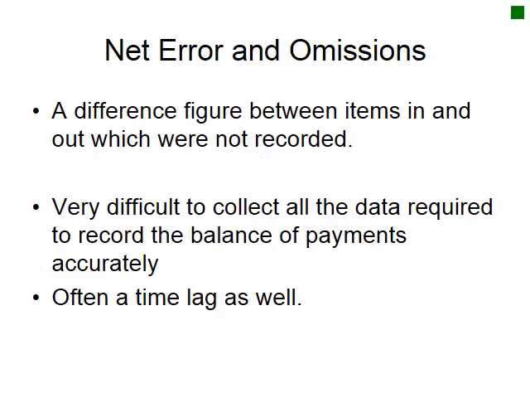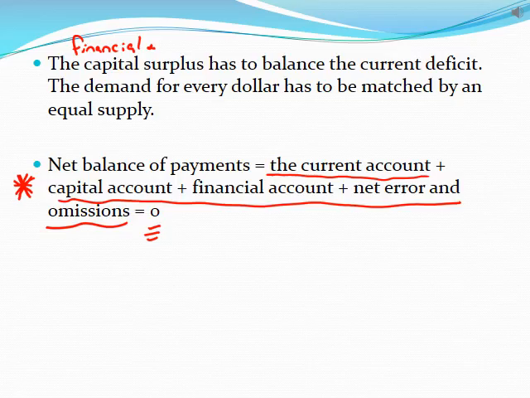So net errors and omissions. It's a difference figure between the items in and out which were not recorded. It's very difficult to collect all the data required to record the balance of payments accurately. And also we might have a time lag in recording transactions. So the capital surplus has to balance the current deficit. Sorry, I should say not just capital, but the financial and capital surplus has to balance the current deficit. The demand for every dollar has to be matched by an equal supply.